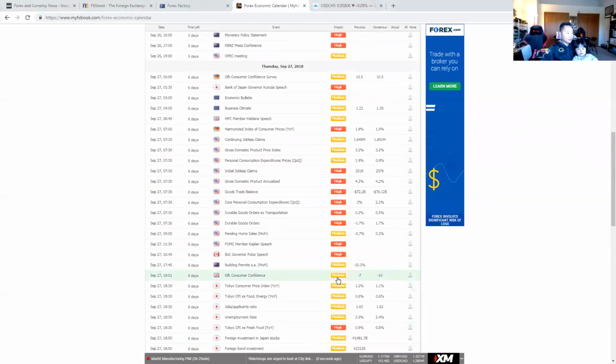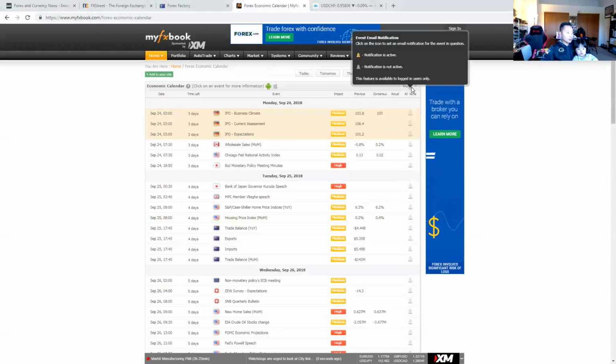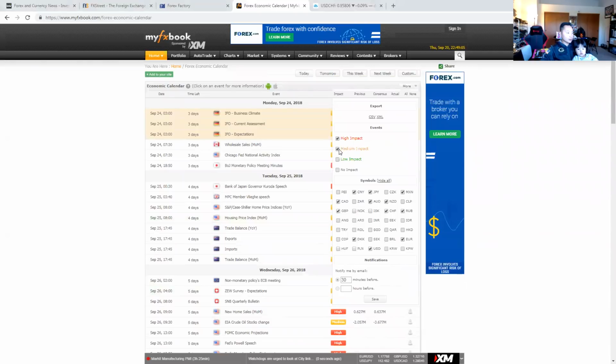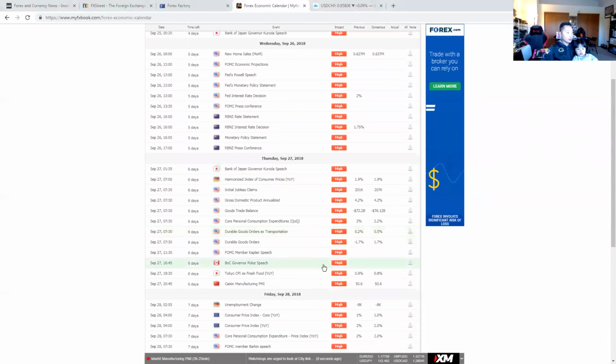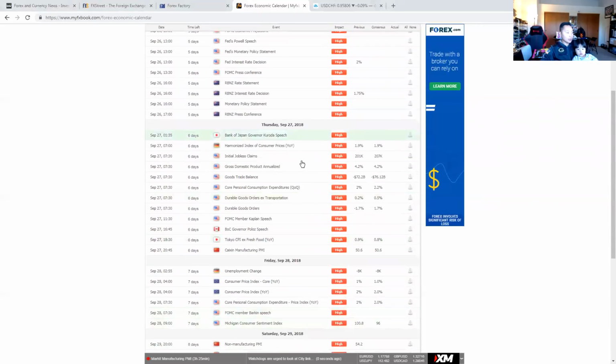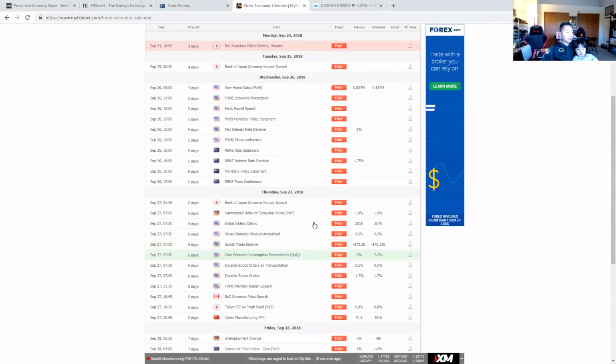But if I were to just take out medium news out here, and we just do high impact news, right? Notice that Wednesday and Thursday has the most high impact news. And guess where all the high impact news is being dealt with for this week? US. So guess what was the most important session for this week? New York.